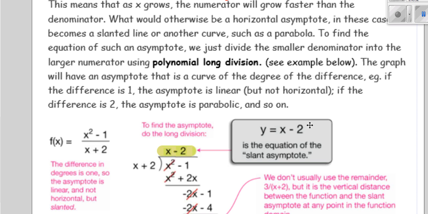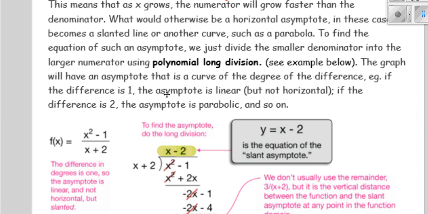If it was an x cubed over an x, what would be the degree of difference? 2. So the asymptote would be a quadratic. Wait, wouldn't it be 1? Because x to the power 1, x to the power 2, is that a 1 difference? If it was a cubic, yeah. Oh, a cubic is linear. Yeah, that'll be 2. I'll go into the polynomial long division in a bit. We won't hit that just yet.